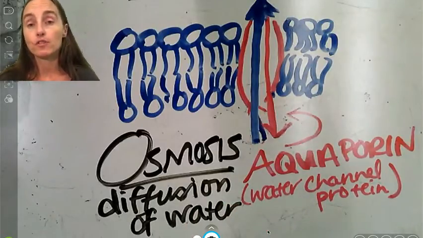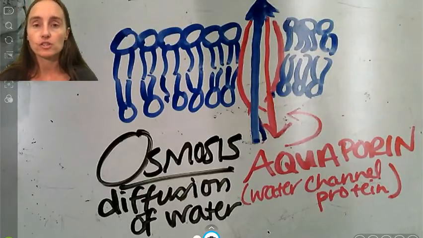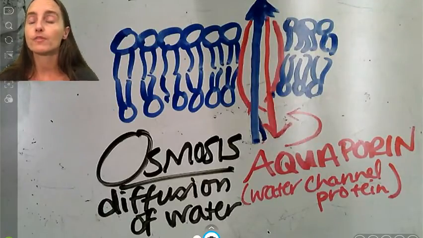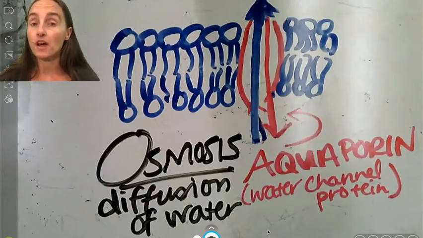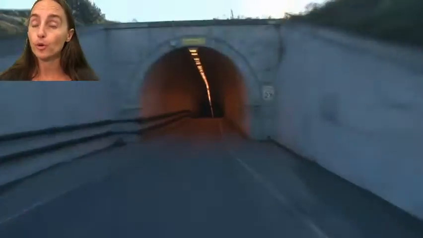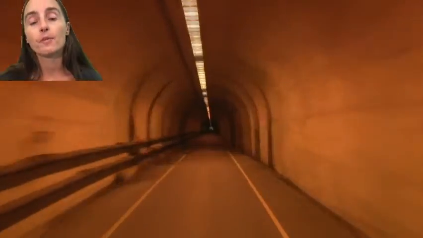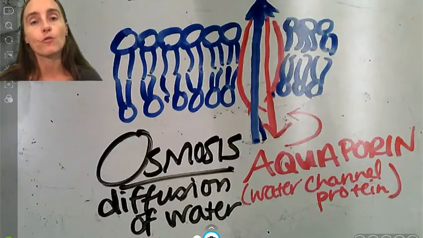So we have diffusion that doesn't really have a membrane involved. It doesn't have to. It's just the definition that it means movement of molecules from an area of high concentration to an area of low concentration. And then we have facilitated diffusion. That's the movement of molecules from an area of high to low concentration through a channel protein. And then we have osmosis, which is the diffusion of water through a membrane, okay?